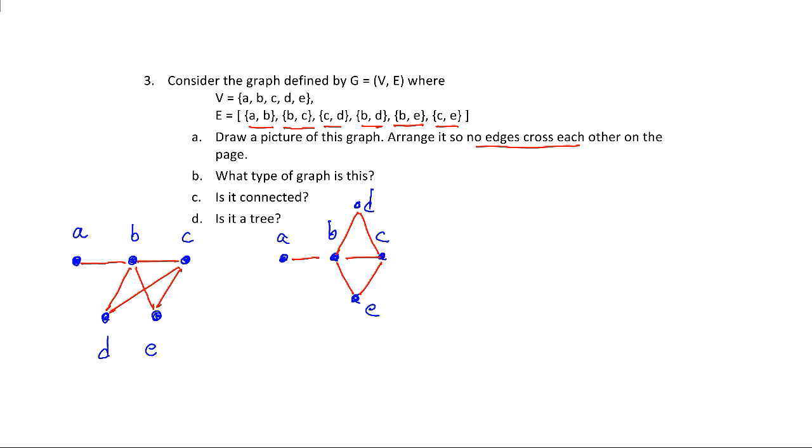This is the same graph. Okay? How you draw it on the page doesn't matter at all as to what graph it is. It's the same set of nodes and the same set of vertices between them. Okay? So we've done it. We've done part A now. What type of graph is this?